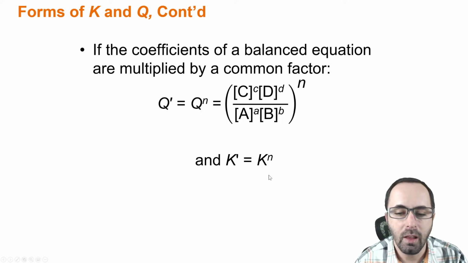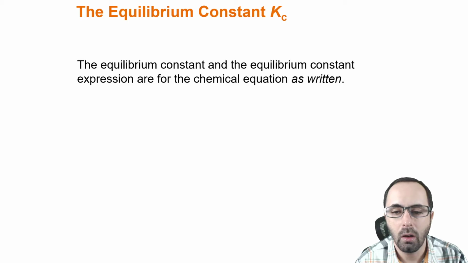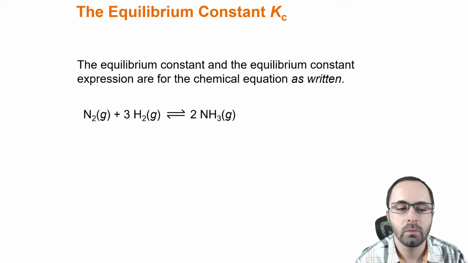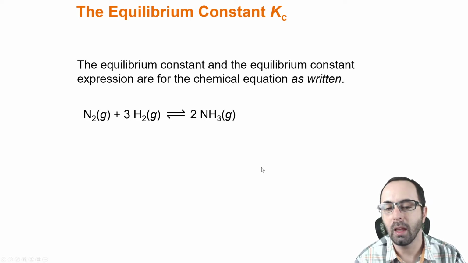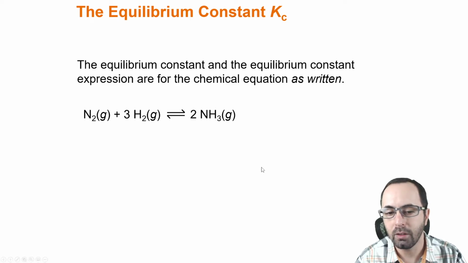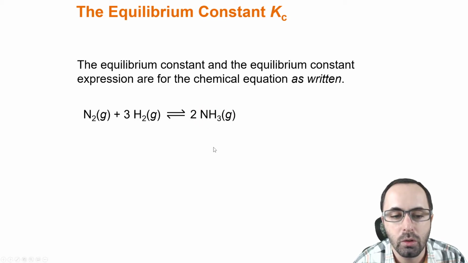Now let me use an example here to show you why this is. Let's start with this reaction here. Nitrogen reacts with hydrogen to make NH3, a very important reaction in the production of fertilizers, nitrogen fertilizers, which are based on ammonia.